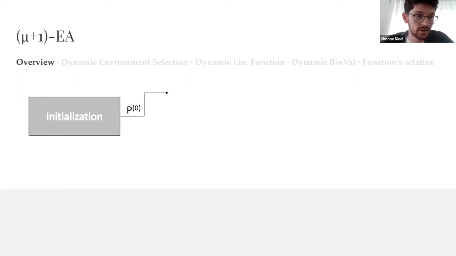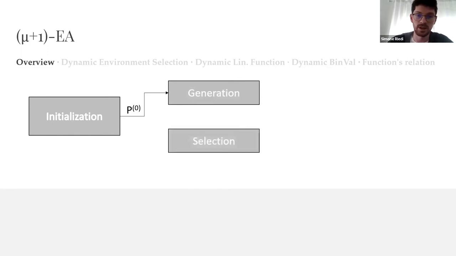Okay, let's get started. So for an overview of the mu+1 EA, I'm assuming you are already familiar with the algorithm, but mu indicates the population size and one indicates how many offspring are generated in the mutation step. So as an initialization, we start by creating mu random individuals, mu random bit strings, and we call this the initial population P0. Then we enter a loop where we have a generation step and a selection step.